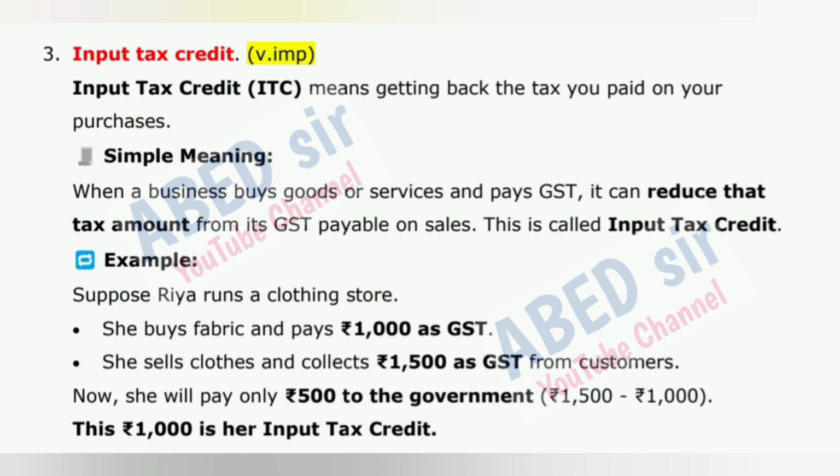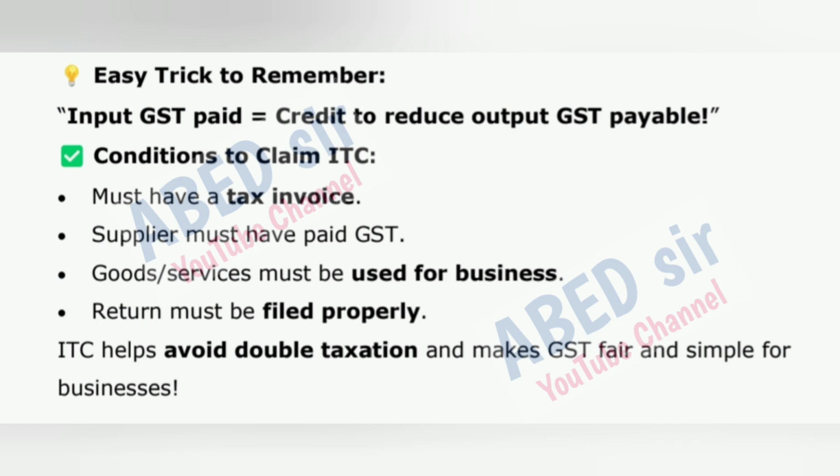Example: suppose Ria runs a clothing store. She buys fabric and pays 1,000 rupees as GST. She sells clothes and collects 1,500 rupees as GST from customers. Now, she will pay only 500 rupees to the government, 1,500 rupees minus 1,000 rupees. This 1,000 rupees is her input tax credit. Easy trick to remember: input GST paid is equal to credit to reduce output GST payable.